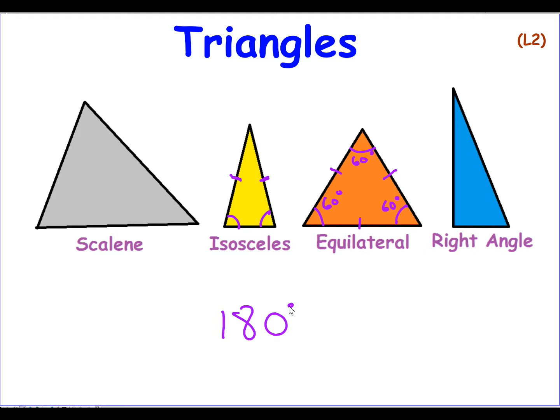Our final triangle is a right angle triangle, and it kind of does what it says on the box. One of your angles is 90 degrees, therefore it is a right angle.